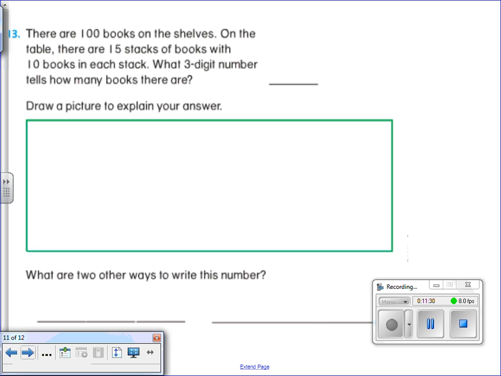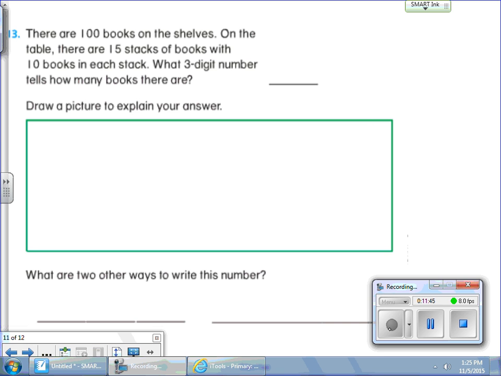There are 100 books on the shelves. On the table there are 15 stacks of books with 10 books in each stack. What three-digit number tells how many books there are? Okay, so this problem is a little bit of a challenge. What are we being asked to find in this word problem? Justin? How many books all together?